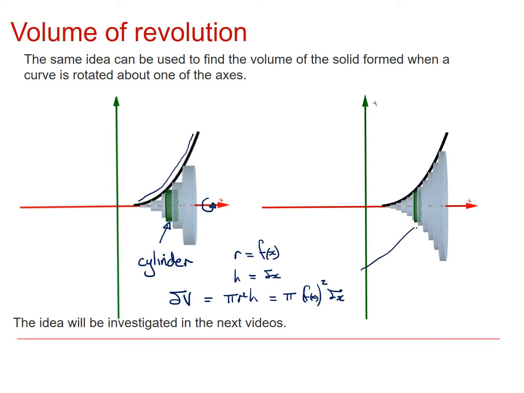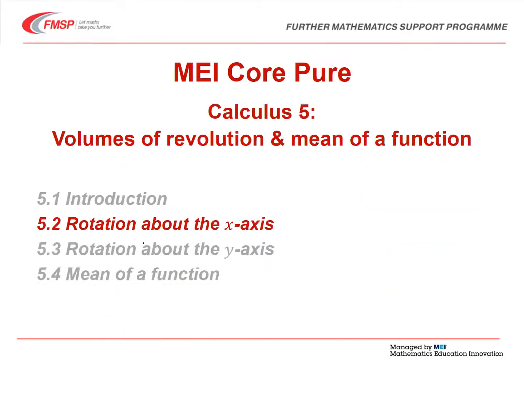And the same thing can be applied when I get more cylinders, and in fact what we do is we allow delta x to tend to 0 and see what happens. We'll investigate this idea in greater detail in the next videos. And the next video in this sequence is calculating the volume of revolution, where you've got rotation about the x-axis.